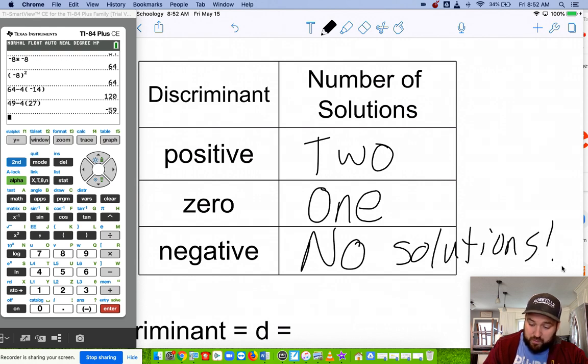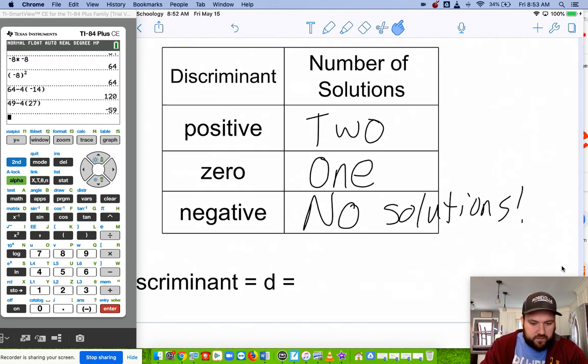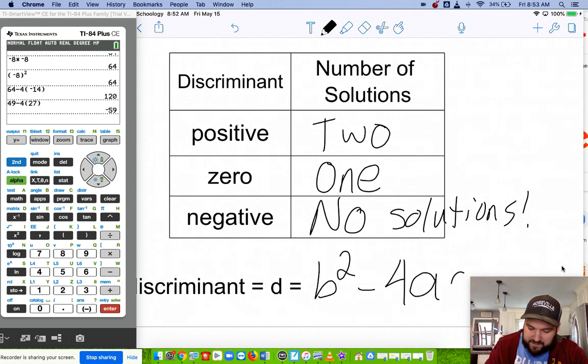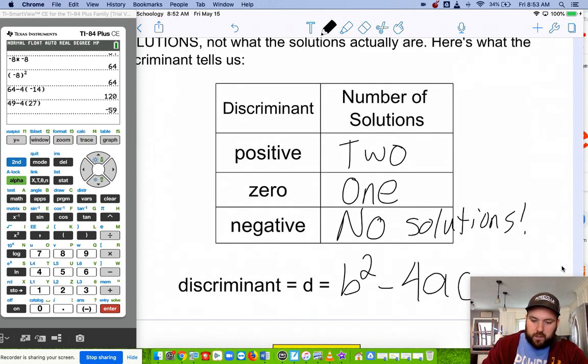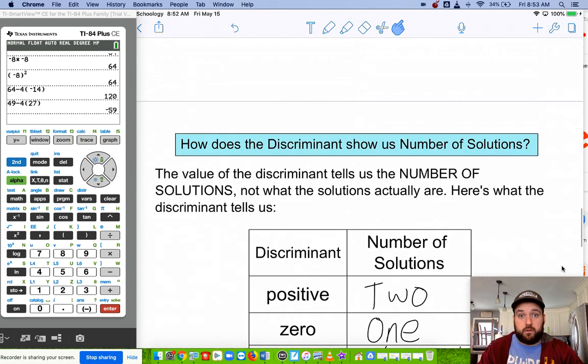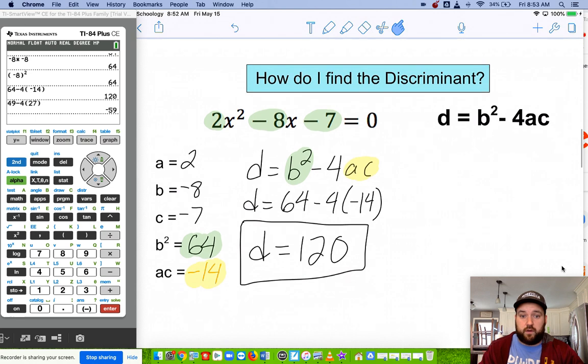Now, this is super helpful because if I get a negative discriminant, I don't have to go any further in the process because I know there are no solutions. Okay, and just as a reminder, if you don't have it already in your brain by now, that discriminant is B squared minus 4AC. Okay, so let's go back real quick and look at the 2 examples that we've done so far today.